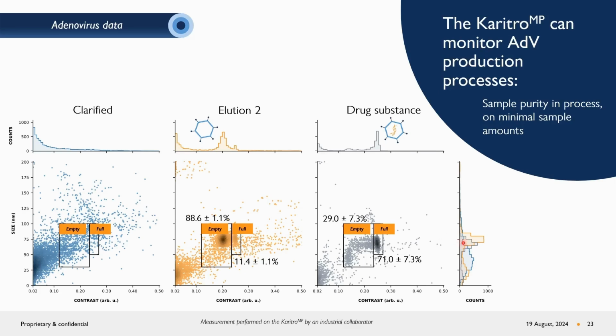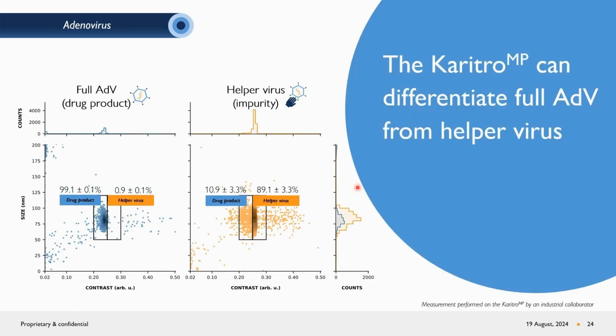Not only Karitro can differentiate empty and full capsids, but it can also differentiate the full adenovirus from the helper virus, which is sometimes used during its production. So the helper virus should be removed at the end of the process, being immunogenic, and therefore it needs to be assessed and then removed from the drug product.